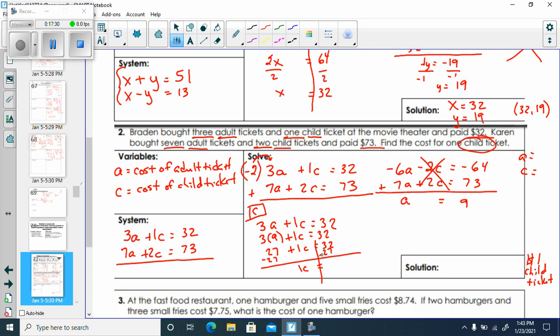Put that into your calculator. 32 minus 27 would give you 5. Your child's ticket would cost $5. Now, think about this logically. You said your adult ticket was $9. Would it make sense for your child's ticket to be cheaper? Yes, it would. Okay?